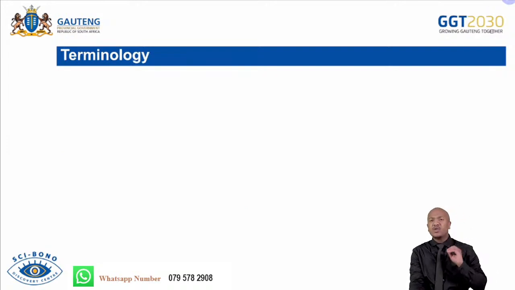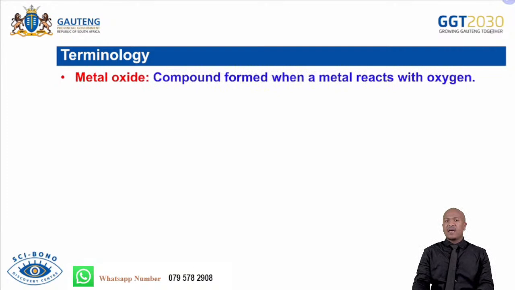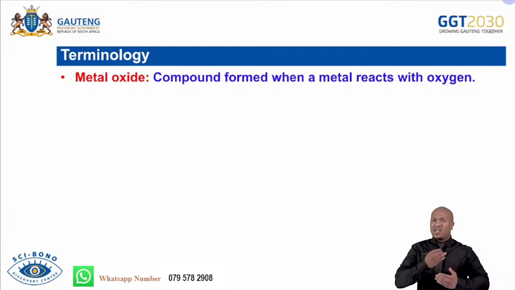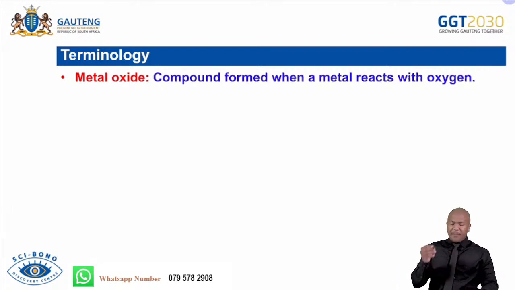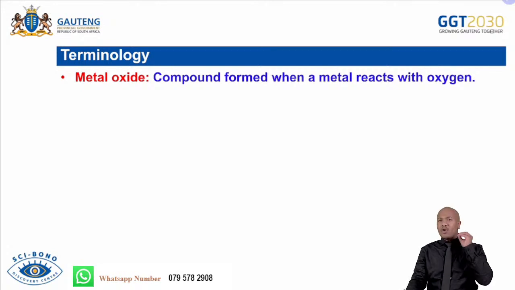Right, now, let's look at the important terms that you're going to come across here. These terms are very much important because you're going to need them to understand today's topic. The first term we have there is metal oxide. So a metal oxide is a compound that is formed when a metal reacts with what? Oxygen. So we're trying to remind each other of what metal oxides are here. A metal oxide is a compound that is formed when a metal reacts with oxygen. So it is the product of metal and oxygen reacting together.